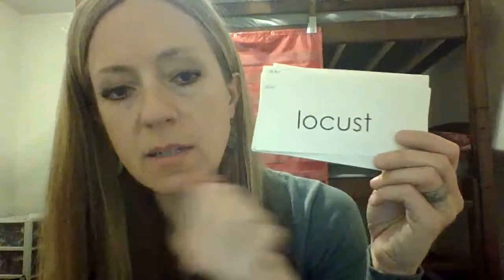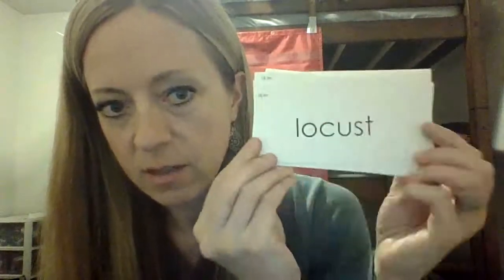Okay, here's the 2 vowels. That means there's only 1 consonant between, so there's 2 ways to split it. Either lo-cust, or lock-ust. If you've ever heard, there's an insect called a locust, so that's the appropriate way to do it.